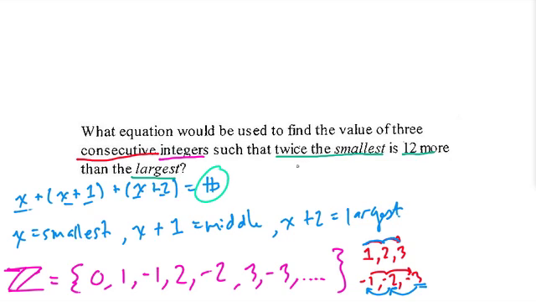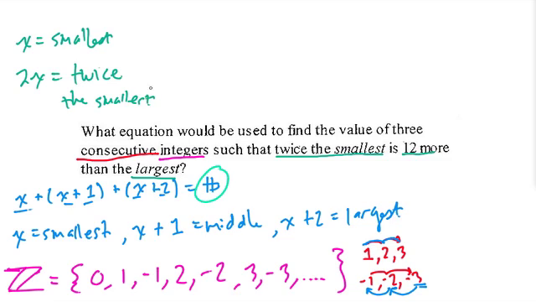Well, that means that twice the smallest, x is the smallest, so twice the smallest would equal 2x. 2x would equal twice the smallest number. So double it. And it means 2x equals 12 more than the largest. So we'll take the largest number, which is x plus 2, and add 12 to that. Take 12 more than that, and then that's the balance.